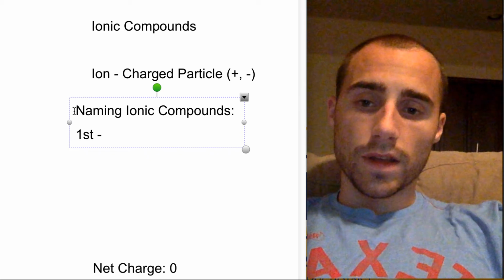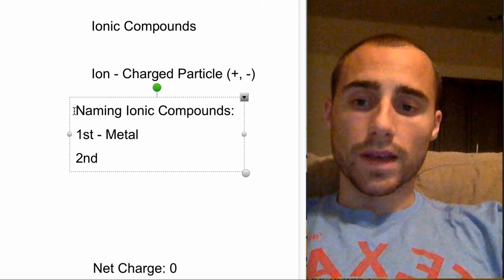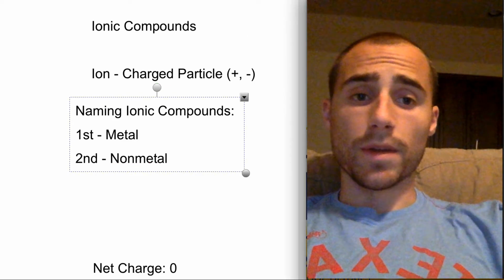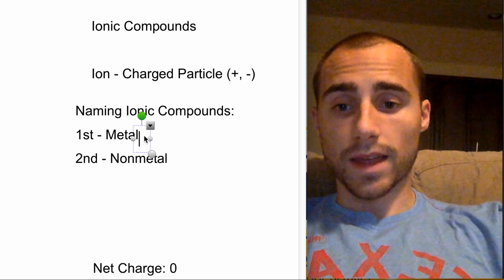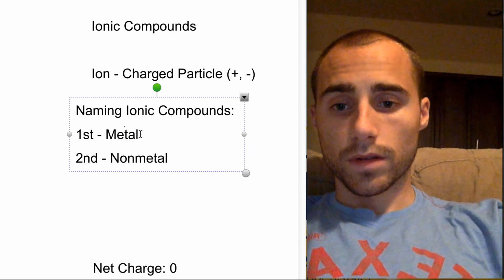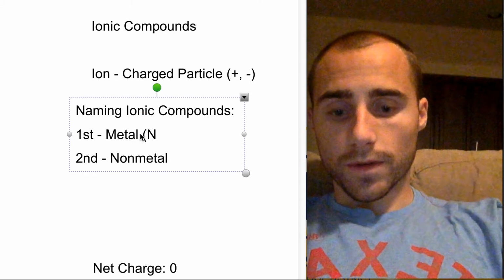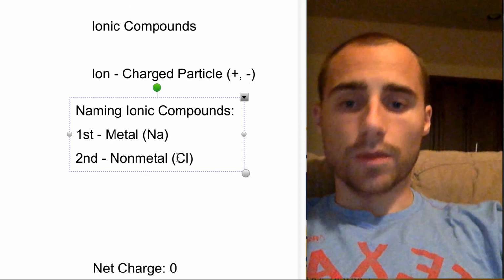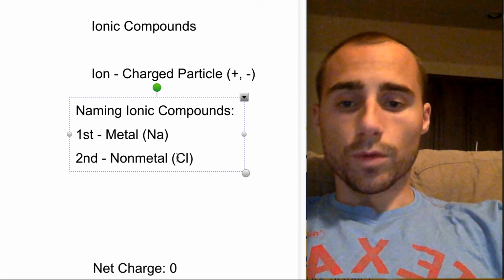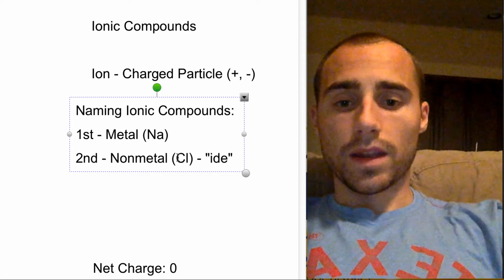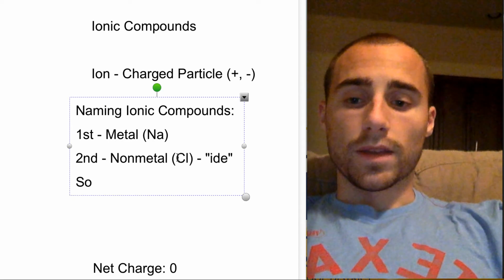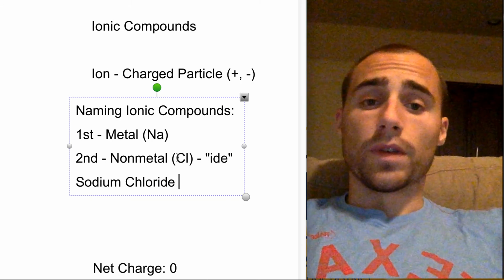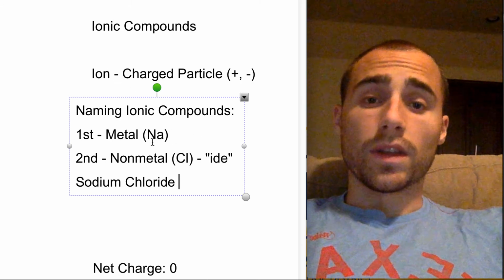Okay, so the first thing is the metal. Second is the non-metal. So the metal comes first, the non-metal comes second. So the metal would be like Na, that's like a metal. So Na comes first, and then a non-metal would be like Cl, which comes second. The additional rule is this has to end in "ide." So it would be like sodium chloride. Those are our only rules. The metal comes first, the non-metal comes second.